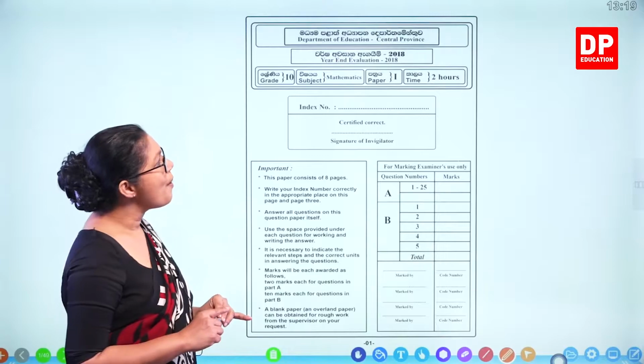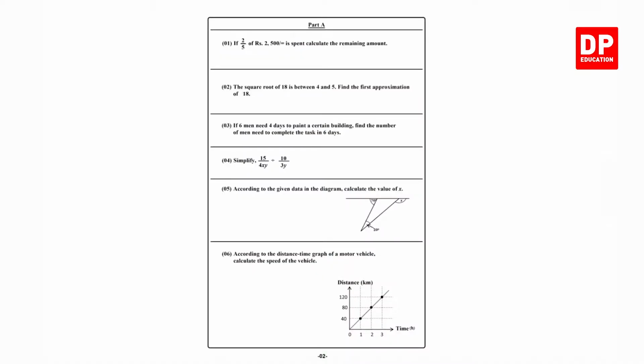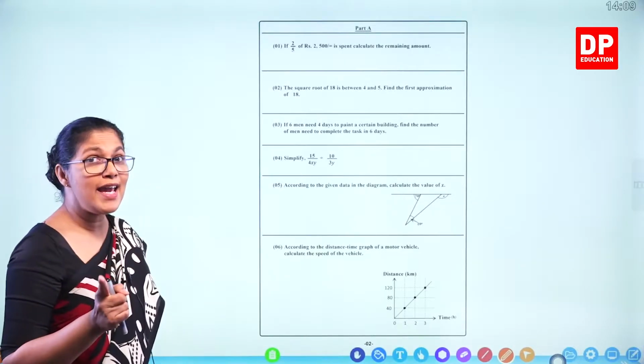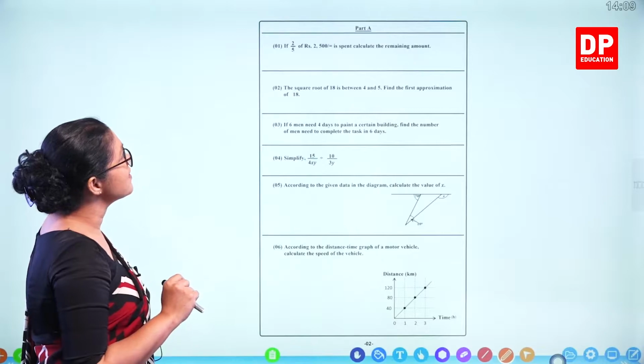Now we'll do paper 1. Now you can do part A, so you get 6 questions here. So first try and then look at my answers.